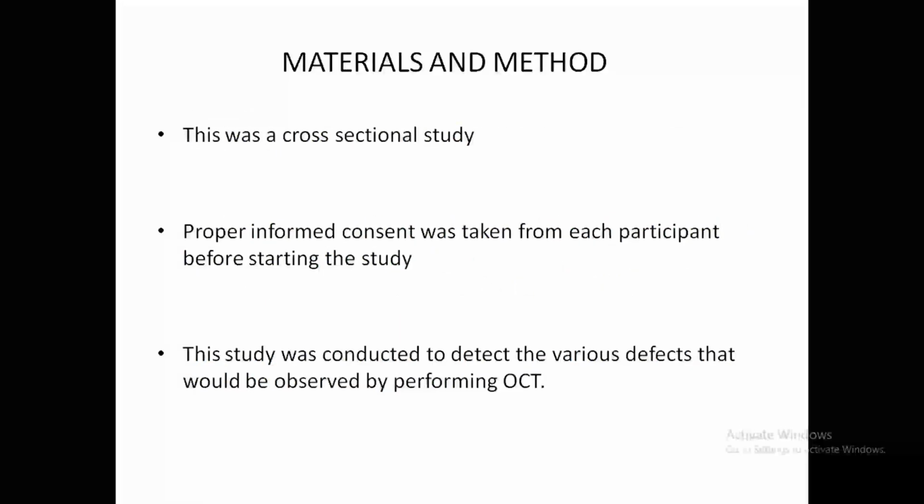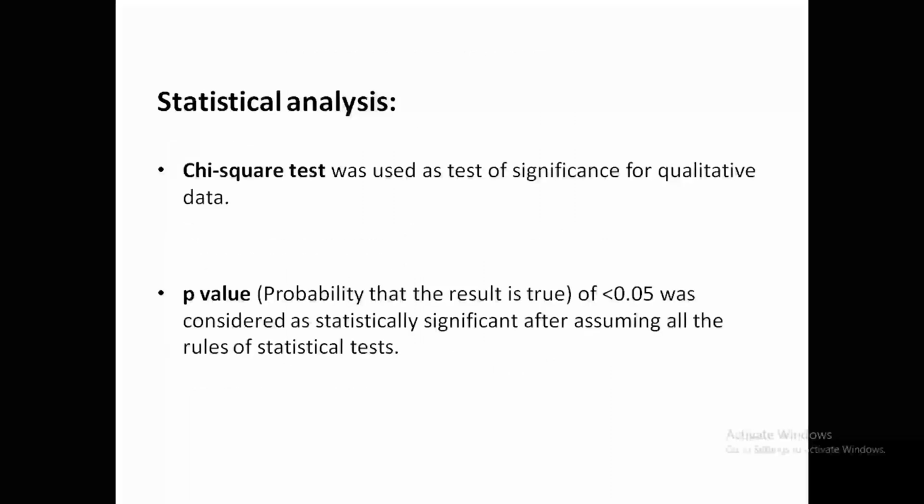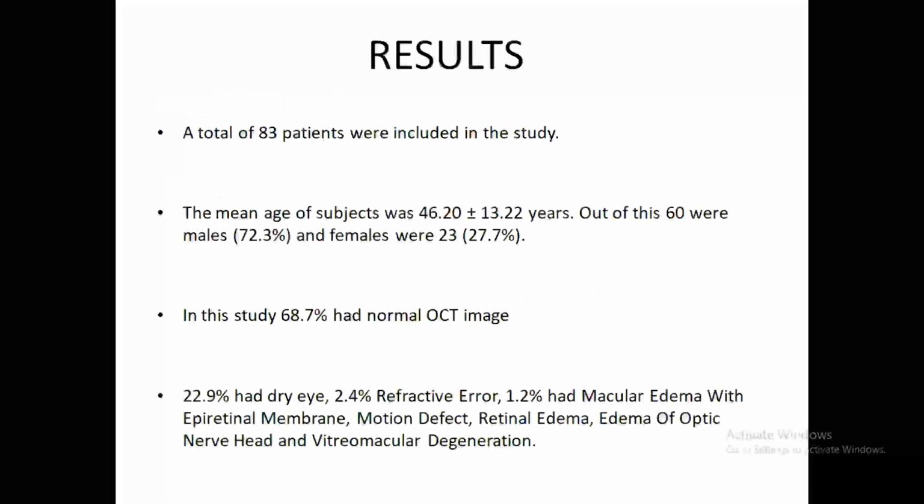Coming to materials and method, this was a cross-sectional study. Proper informed consent was taken from each participant before starting the study. The study was conducted to detect the various defects that would be observed by performing OCT. Statistical analysis: chi-square test was used as test of significance for qualitative data. A P-value of less than 0.05 was considered as statistically significant after assuming all the rules of statistical tests.